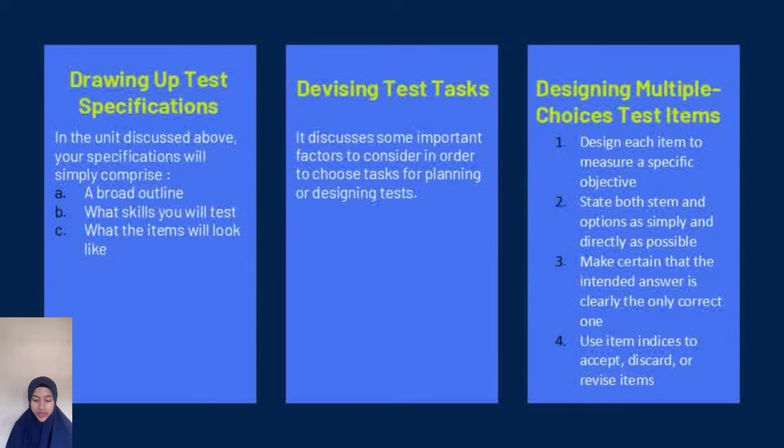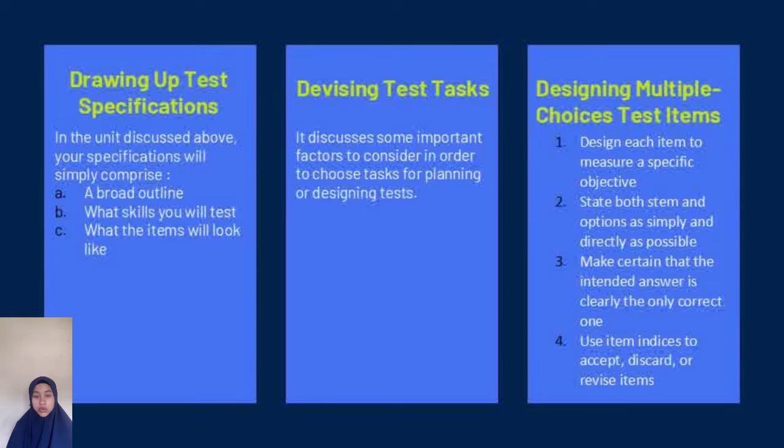Next, devising test tasks. Devising test tasks, or writing test items, is the central part of test construction. Here you have to express and write what your students have to do, and show what ability or competence you want to see.